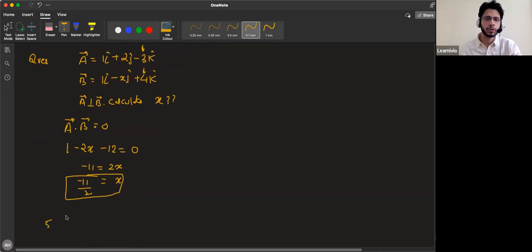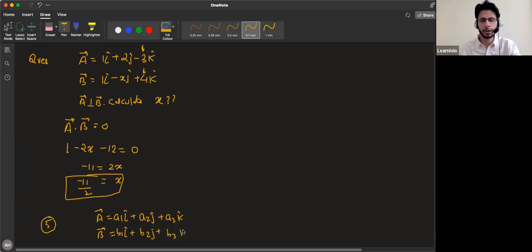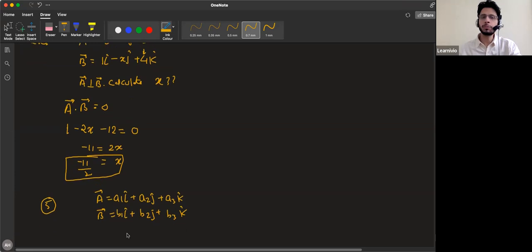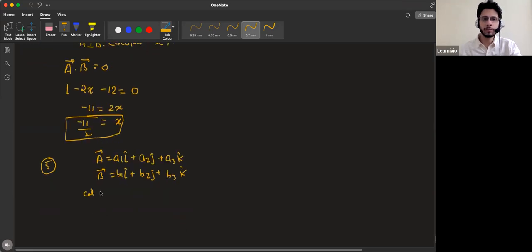Fifth property. If you have two vectors which are given in Cartesian form, you have a vector A. It's a very important type of question. A1 i cap, A2 j cap, A3 k cap. You have vector A and you have vector B, which is B1 i cap plus B2 j cap plus B3 k cap. Now you're supposed to calculate the angle between A and B.